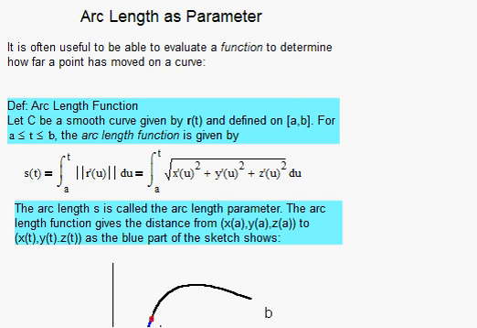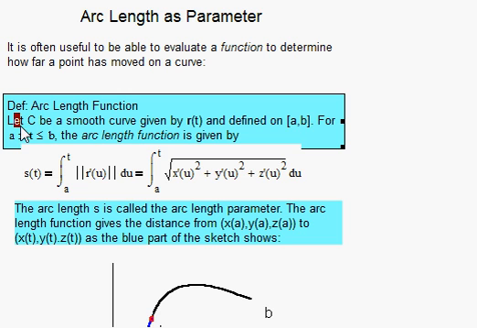Continuing with our discussion, it might be beneficial for us to make arc length a parameter. Because if we make arc length a parameter, some things turn out to be a little bit nicer. So how do we do that?